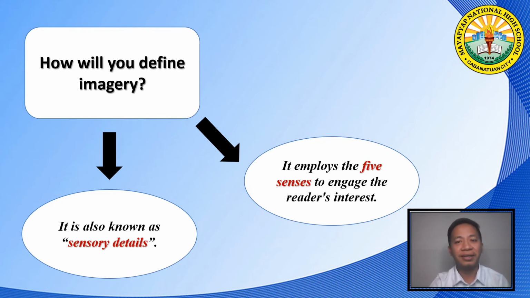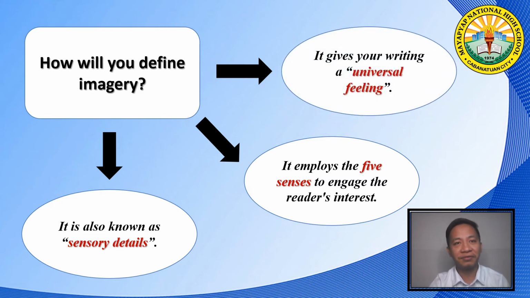And the third one, it gives your writing a universal feeling. Let us take note of the words universal feeling. How can we say that our writing provides universal feeling? Universal is defined as including or covering all or a whole, so we can say that imagery covers all our feelings. While your reader is reading the piece of writing that you have written, the senses attached to it will be felt holistically by the reader.